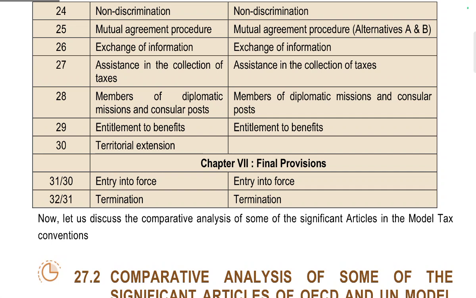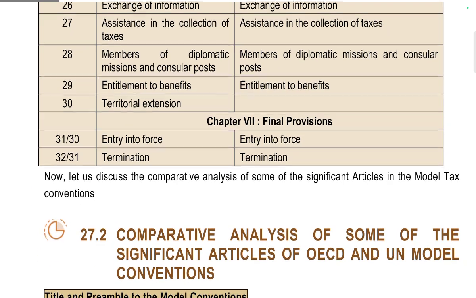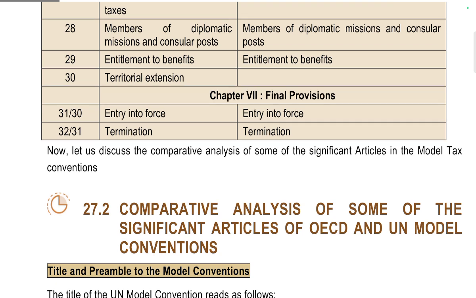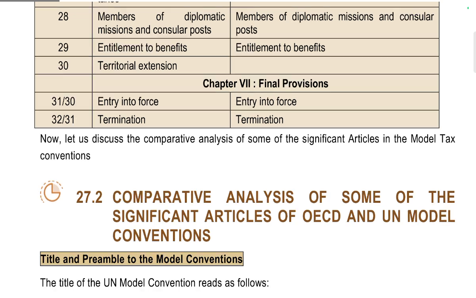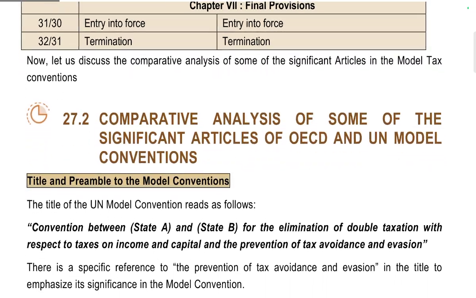Article 28, members of diplomatic missions and consular posts. Article 29, entitlement to benefits. Article 30, territorial extension, which the UN Model does not have. Chapter 7, final provisions: Article 31 (32 in the OECD numbering), entry into force, and Article 32 (31 in the UN numbering), termination. Let us now discuss the comparative analysis of some of the significant articles in the Model Tax Convention.